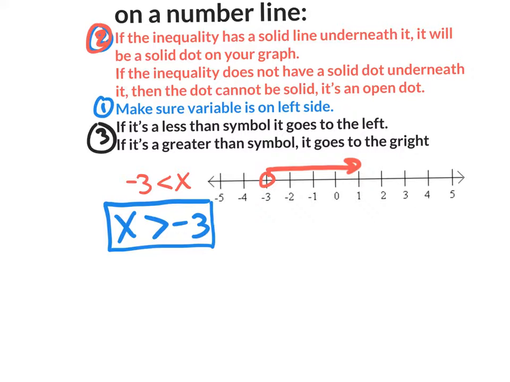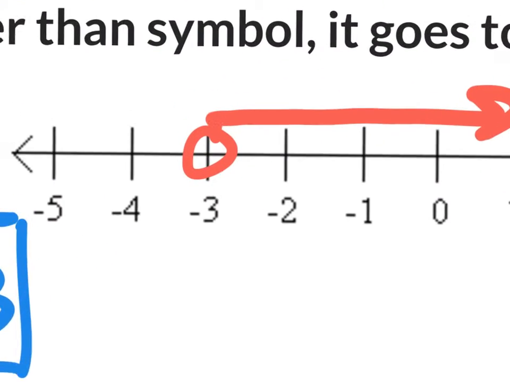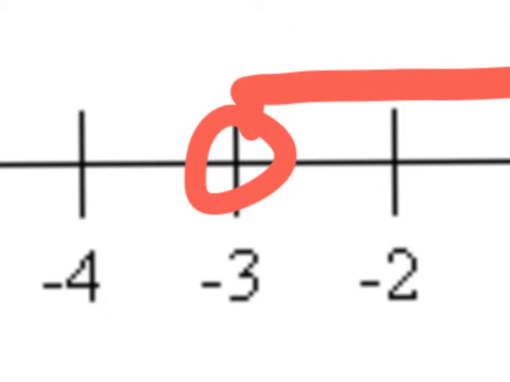Now, let's explain why it's an open dot instead of a solid dot. So this says x is greater than -3. Okay? Is 5 greater than -3? Yes. Is 0 greater than -3? Yes. Is -2 greater than -3? Yes. Is -2.5 greater than -3? Yes. Is -2.9 greater than -3? Yes.